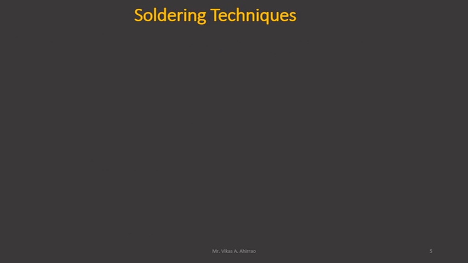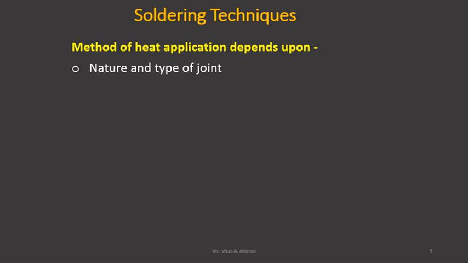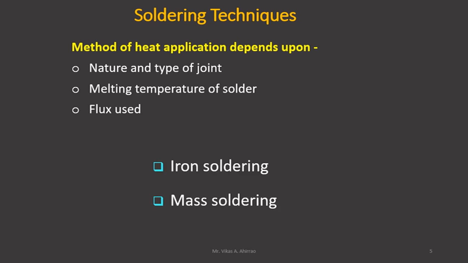Soldering techniques. The method of heat application to complete the soldering process depends upon the nature and type of joint, melting temperature of solder, and which flux we are going to use. There are mainly two techniques to carry out the soldering process, and these are iron soldering and mass soldering.